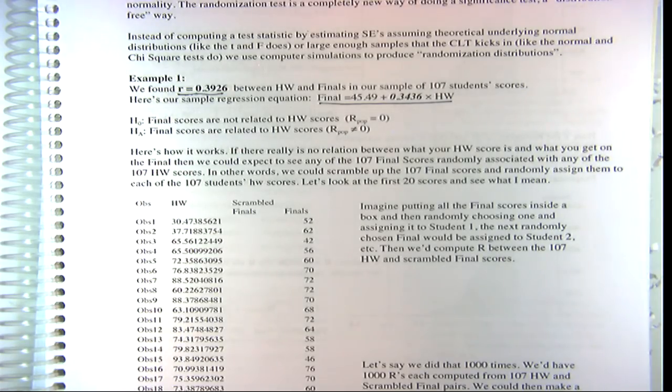Then it would mean that if I just randomly paired up the homework and the final scores, if there's no relation, the null would say I'd be just as likely to get that higher correlation. Do you see what I mean? Like the null says, there's no correlation at all.